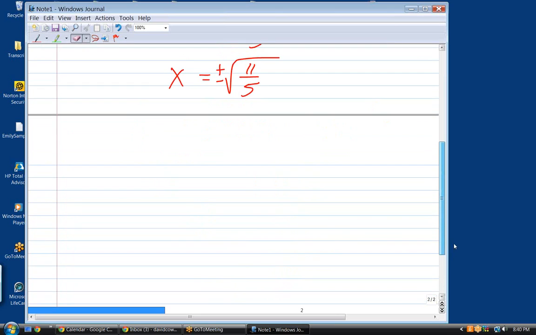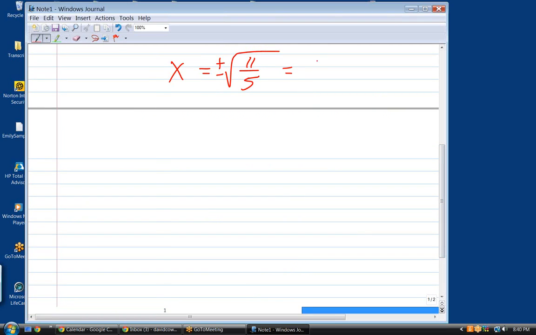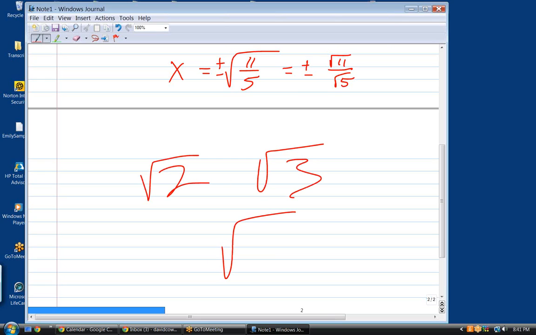Okay. It doesn't look like we have an irrational denominator, but we do, because this is actually the same as the square root of 11 over the square root of 5. That's not a proper answer. You never want to have an irrational number in the denominator. And whenever you have a radical sign that doesn't convert to a whole number, you have an irrational number. In other words, that's irrational, that's irrational, that's irrational, that's irrational.